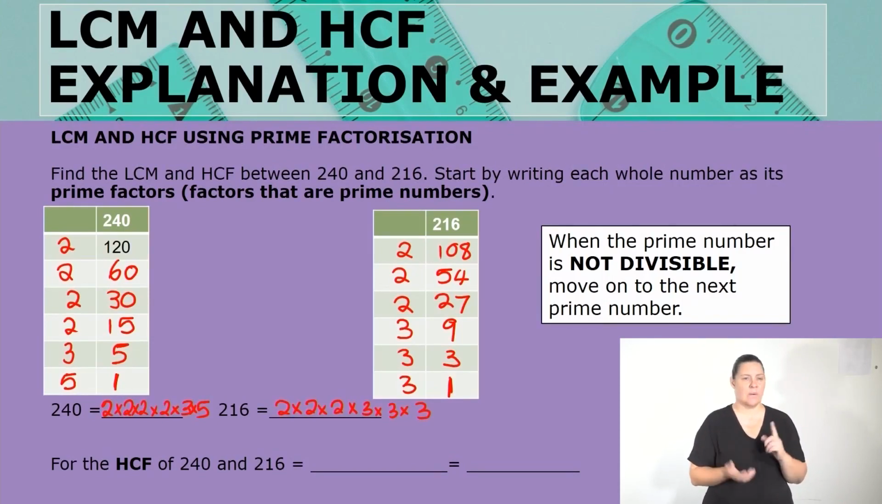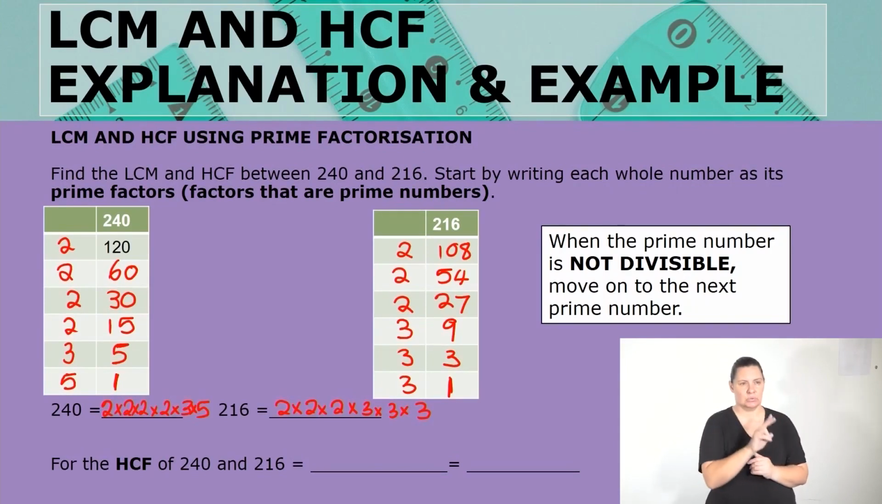Okay, so how do we find the HCF? Do you remember how we find the highest common factor here? So the highest common factor is found by us looking for the common factors. The common prime numbers. So the common ones here are 2 and 3. So we have 2 and 3 for 240. We have 2 and 3 for 216. But remember, we are going to look for the one with the lowest frequency. So the one that appears the least.